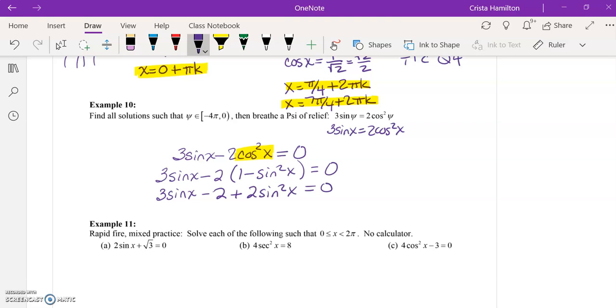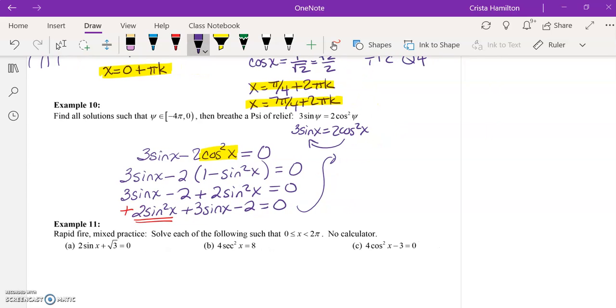Now you kind of see why I decided to move this to that side. That was because I was planning ahead. I wanted to have a positive squared function. I'm going to reorder this now. 2 sine squared x plus 3 sine x minus 2 equal to 0. Whenever you can, you want to make sure that this first quadratic term is positive. And if it's not, that's okay. Just multiply both sides by -1 and fix it so that it is. It makes it easier to factor when we have it set up like that.